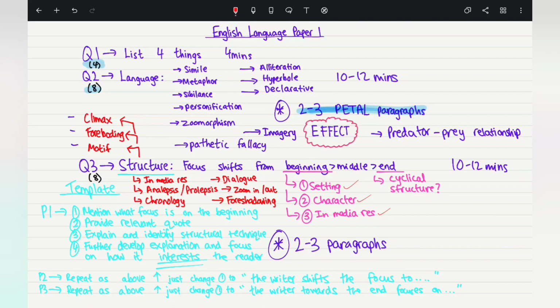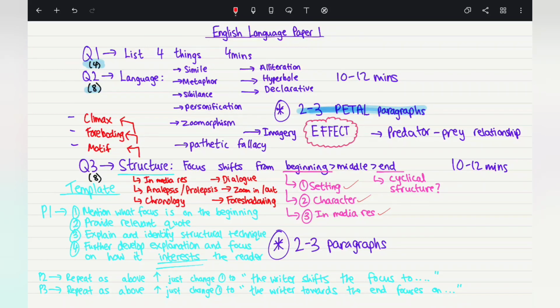Now, to those of you who are unfamiliar with structural features and structural techniques, I've labeled a few here in red for you to jot down. They include climax, foreboding, emotive, in media res, analepsis, prolepsis, chronology, dialogue, zooming in, zooming out, and foreshadowing.